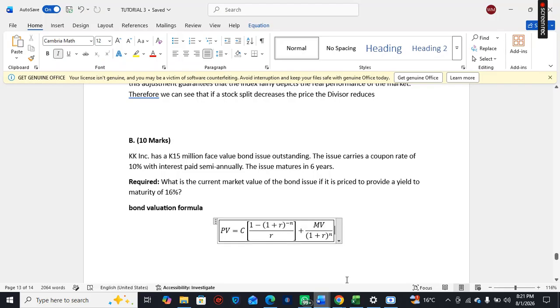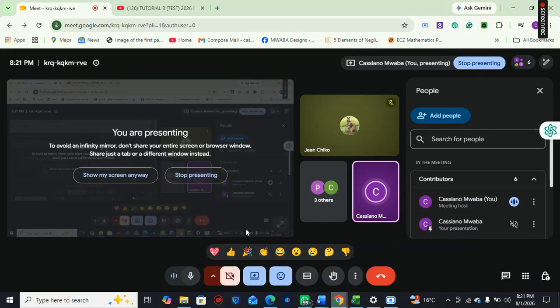Yes. So when finding the value of a bond, the concept here is this: the value of a bond is the present value of all the money that's going to be paid out from the bond.